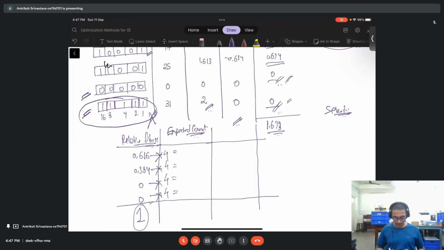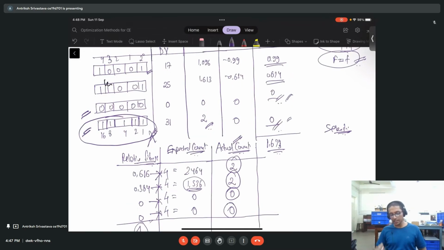So let's see the number of counts. 0.616 into 4, we will have 2.464. Then 0.384 into 4, we have 1.536, and then 0 and 0. Then we take the nearest integer. So this will be 2. This has to be approximated up, so it will be 2. This will be 0 and 0. This is called the actual count. This will be the actual number of copies that this solution has in the later stage.